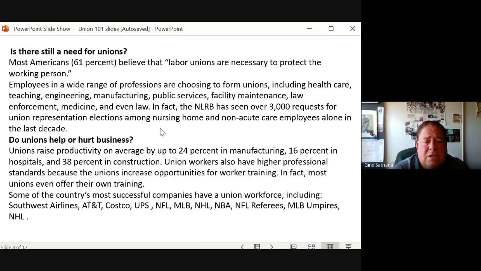Unions raise productivity on an average of 24% in manufacturing, 16% in hospitals, 38% in construction. Those are the kind of things that promote and recruit employees to be able to say there's a good living wage, I want to go work for that.